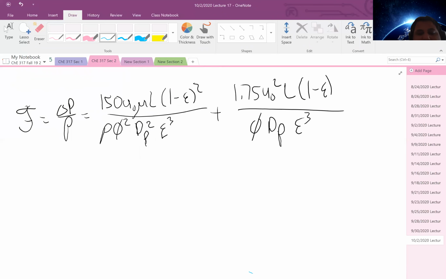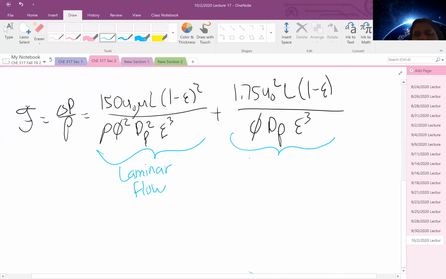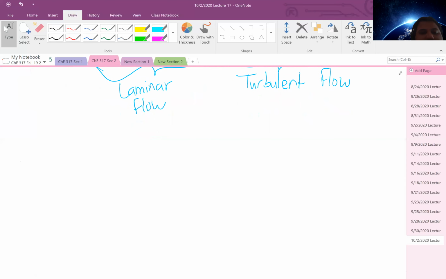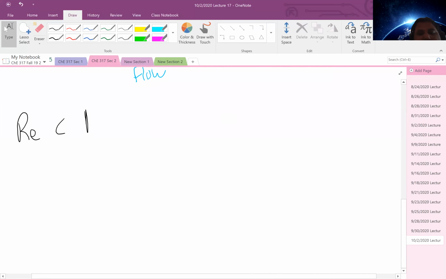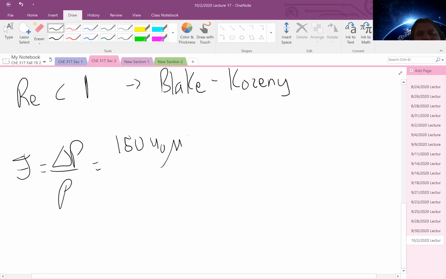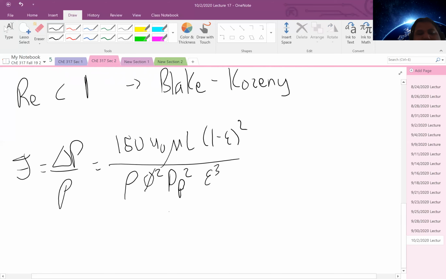that we have two portions in our system. We have a laminar flow portion and a turbulent flow portion, which, if we can identify systems where our Reynolds number is sufficiently small, or less than 1, we can use what's known as the Blake-Kozeny equation, which allows us to approximate our pressure drop as simply that first term: U naught, viscosity, L, 1 minus epsilon squared over rho, sphericity squared, particle diameter squared, times epsilon cubed. So only the first term is important.